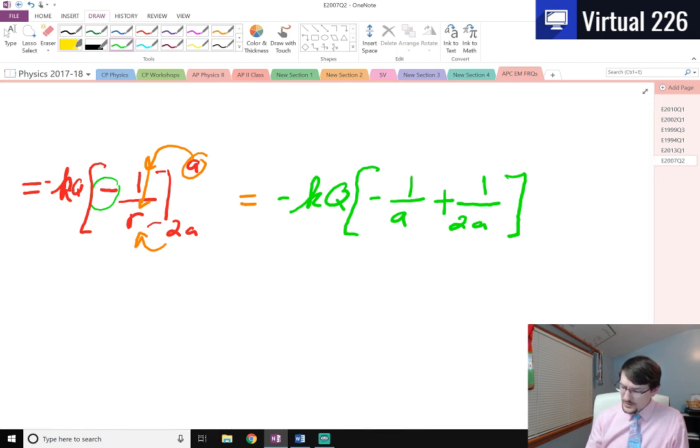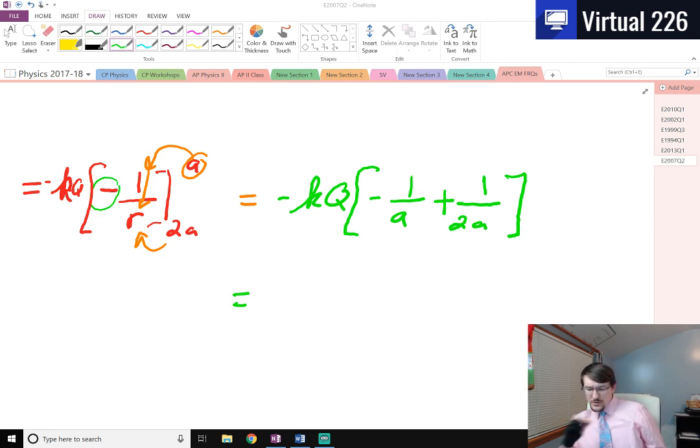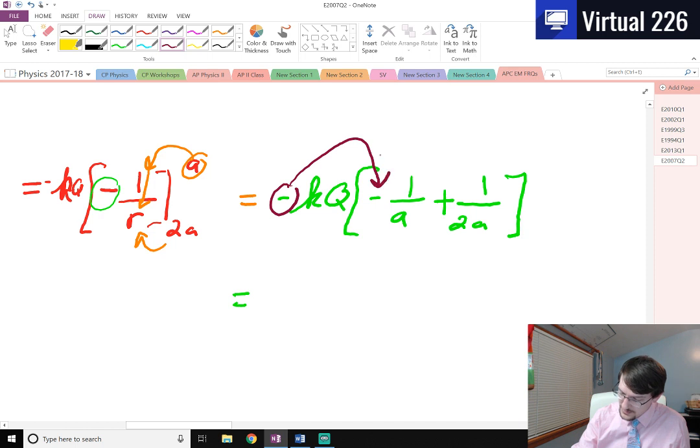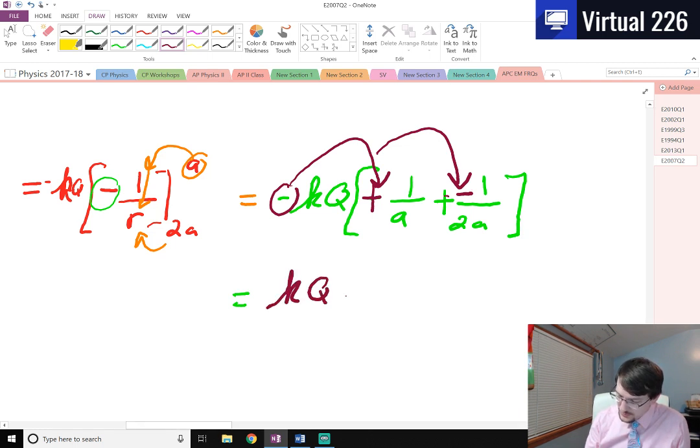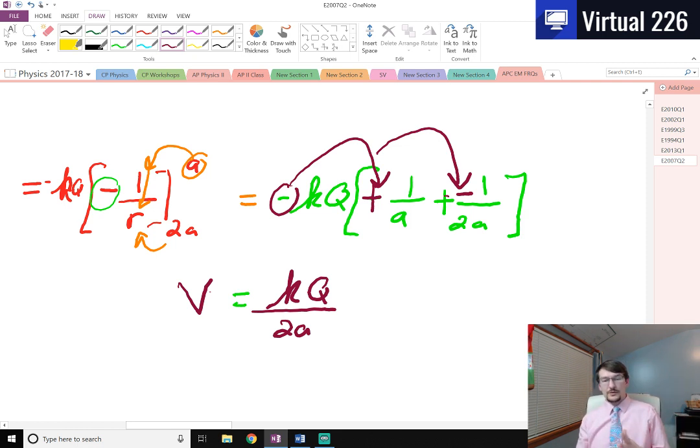Maybe it's going to be easier to do this. We can take the negative sign and drop it through to each of them. So this is positive now, and this is negative. 1 over a minus 1 over 2a is just going to be 1 over 2a. So we're going to get kq times 1 over 2a, or just kq over 2a. And that's going to be our voltage difference from x to y. So that's one way we can do that there.